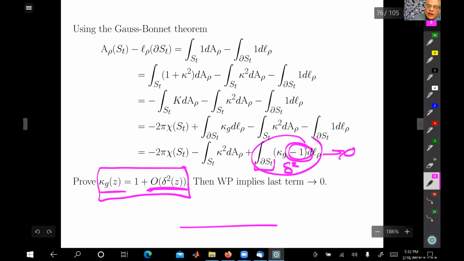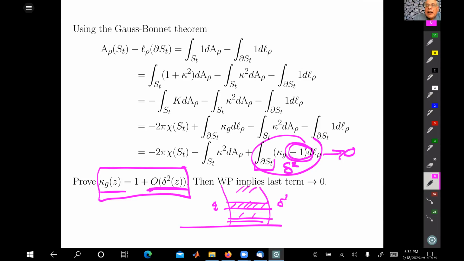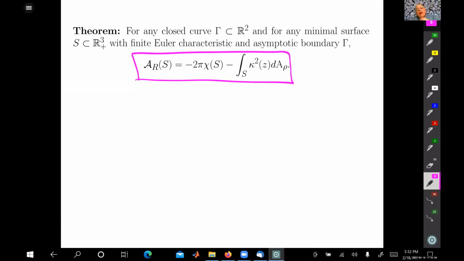What you can think of is that you have this surface, you have this boundary. What you're really doing is integrating delta squared over a unit length strip. But delta squared is an L2 over the whole surface. So as this unit strip goes off to infinity, that integral goes to 0 and it drops away. And what we get is that the renormalized area is given by a topological factor minus the integral over the surface of kappa squared. And this is a pretty nice formula, I think.